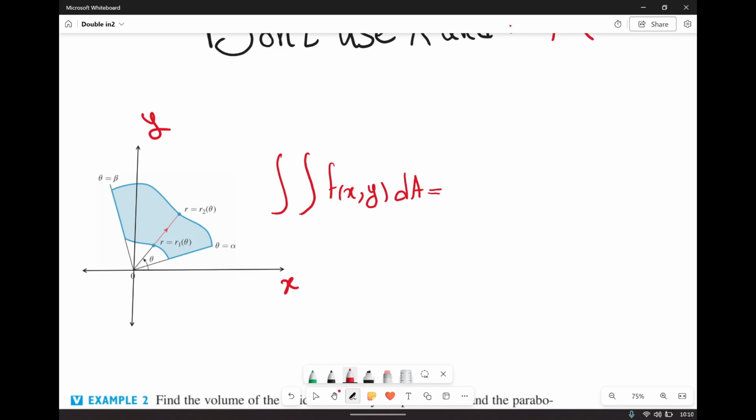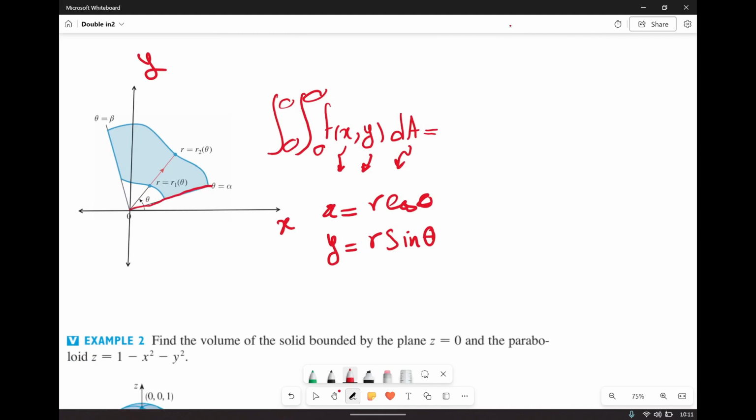Consider we have f(x, y), dA, and a bound. How must we produce that? Instead of x, I replace it with r cosine theta. Instead of y, I replace it with r sine theta. With respect to theta, our bound is between alpha and beta, but with respect to r, the small radius and the larger radius, it is between r1 and r2.